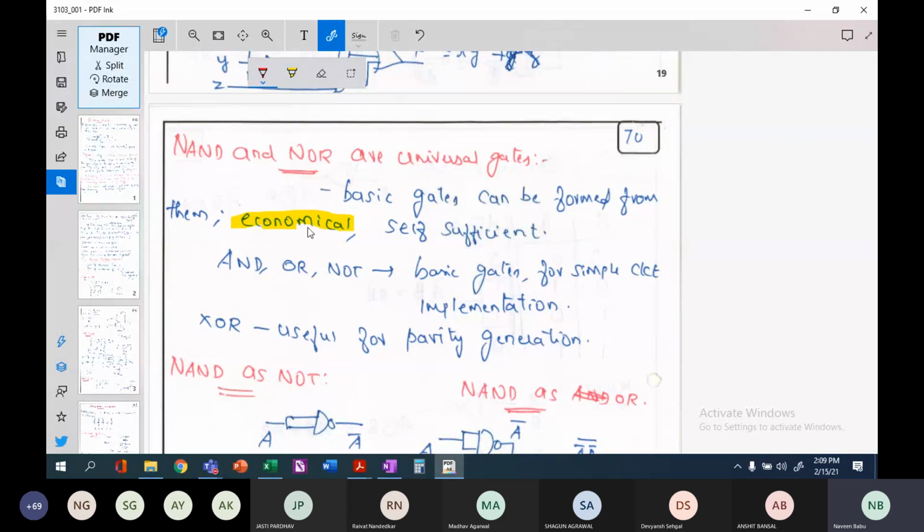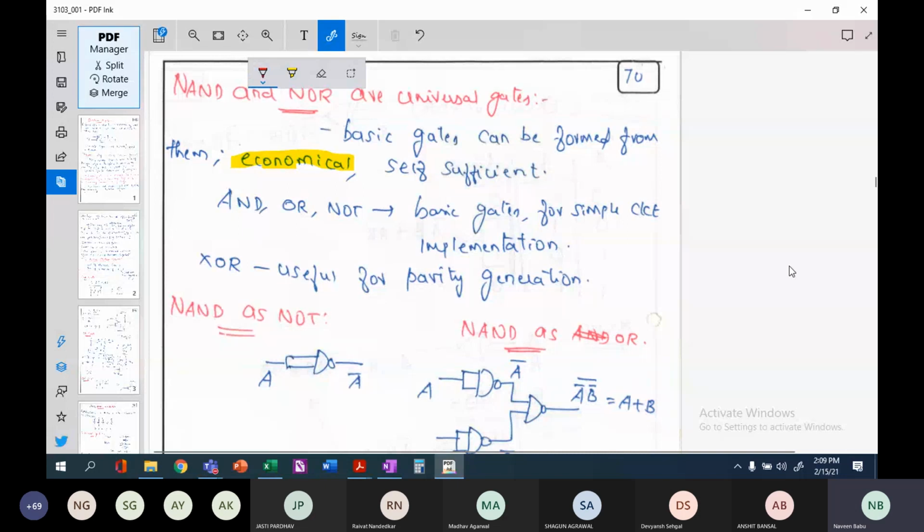Whereas if you are using only one kind of gate here, then they will be self-sufficient. Self-sufficient in the sense that one normal biasing is required, where all the NAND gates or NOR gates will operate in whatever region is required. So hence, the gates AND, OR and NOT are used for simple circuit implementations, whereas the XOR gate is used for parity generation.